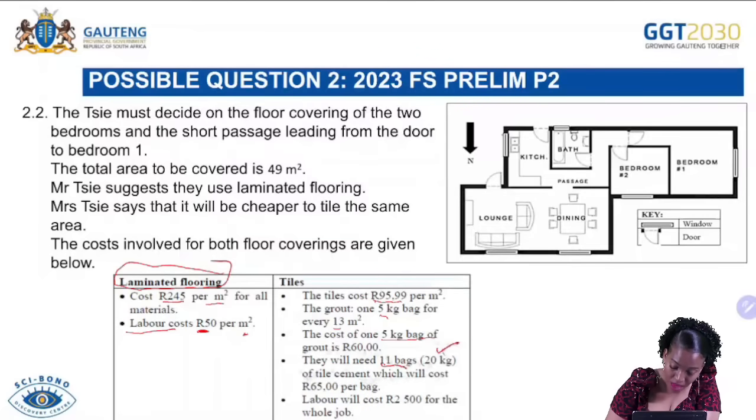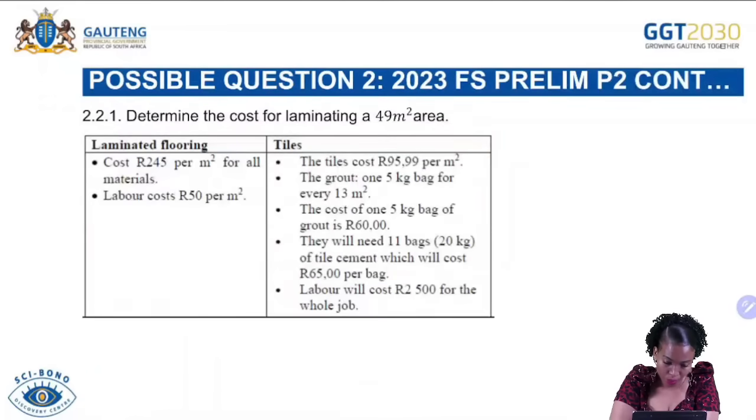That is still another cement, which will cost 65 rand per bag. So the cement costs 65 rand per bag, and they will need 11 of those. And then the labor will cost 2,500 for the whole job. So when it comes to tiling, the person that's going to do the job is going to charge them a clean 2,500 rand for the entire job. So when you come across a question like this, you highlight all the important information that is given to you.